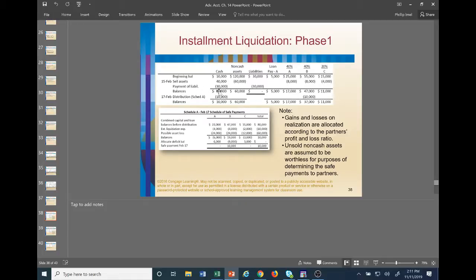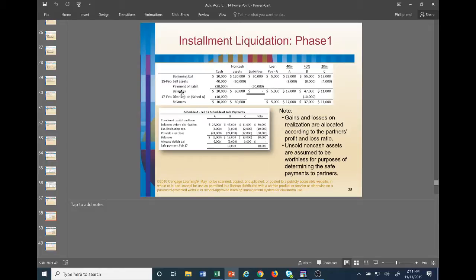Payment of liabilities of $30,000. So now our cash is going down to $20,000 because we used $30,000 of it to pay the liabilities. So we can see here liabilities, we reduced the liabilities by $30,000, so we no longer have any liabilities.